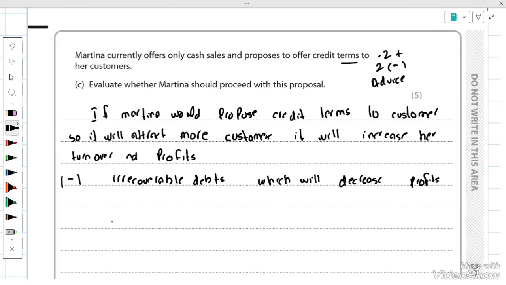So lastly we have to give the advice. We can say that Martina should or should not proceed with this proposal.